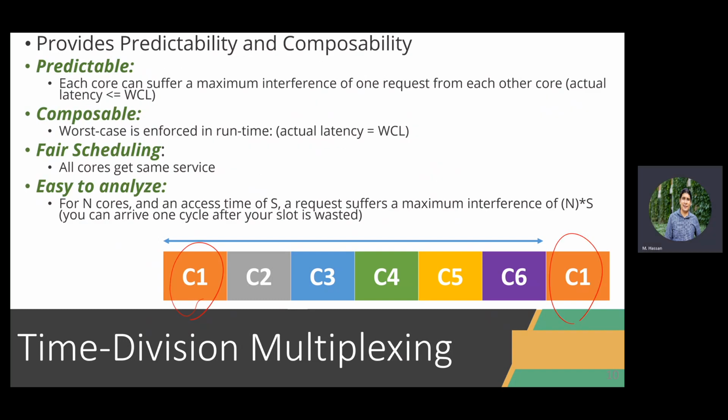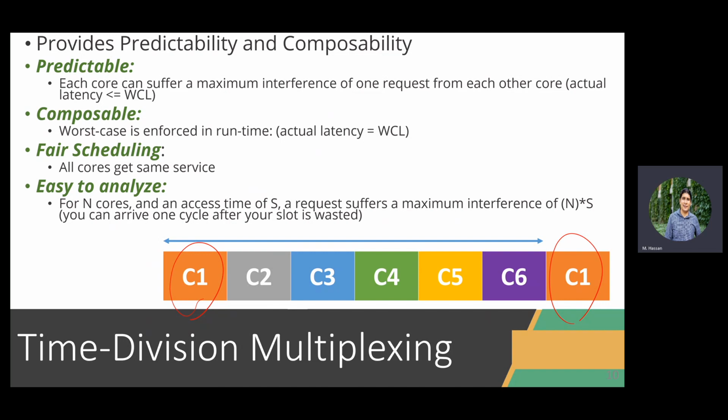Okay, so some of the advantages of TDM. It is predictable because, again, we were able to derive a worst case latency. So each core can suffer a maximum interference of one request from each other core, which is basically the worst case latency. It's composable because the worst case latency is enforced at runtime. The actual latency is the worst case, as we're discussing right now. It's fair. Why? Because I'm giving every core one slot, right? So each core is getting the same service. So it's fair scheduling.